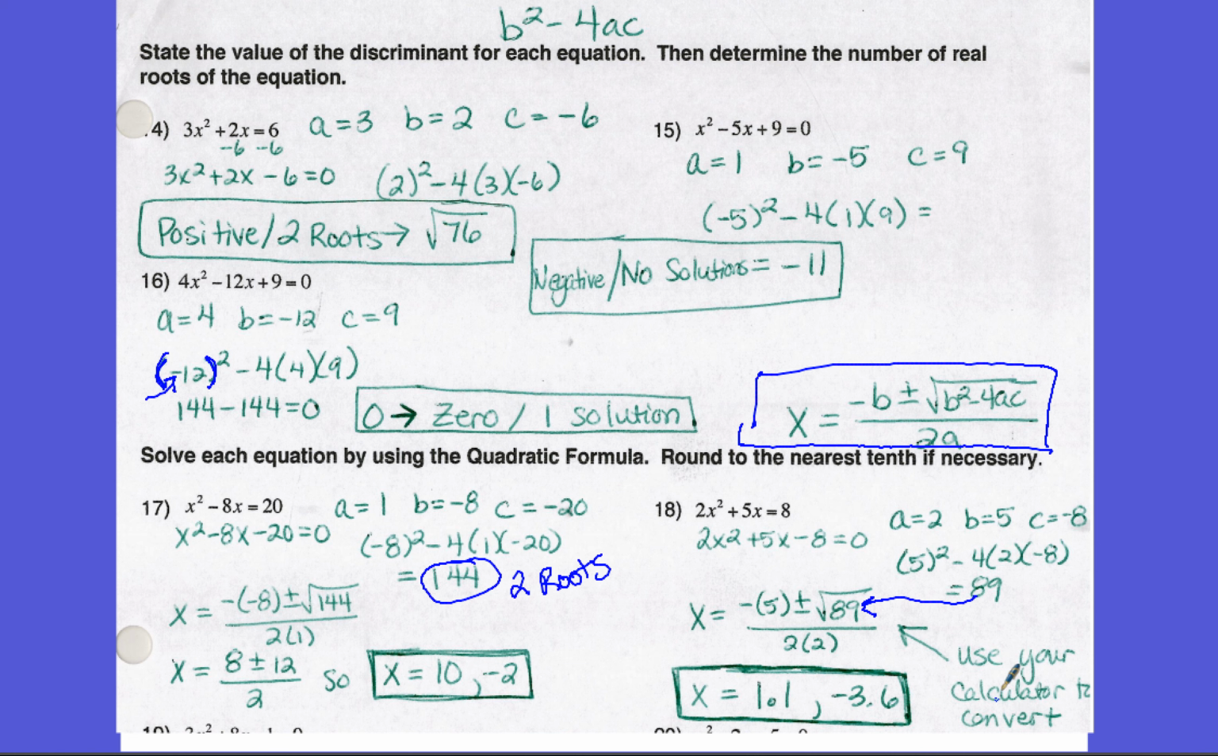Use your calculator to convert this. You can do this first and then add the negative 5 and then divide by 4. But you can put this exactly in, just do the plus one time and then do the minus one time.